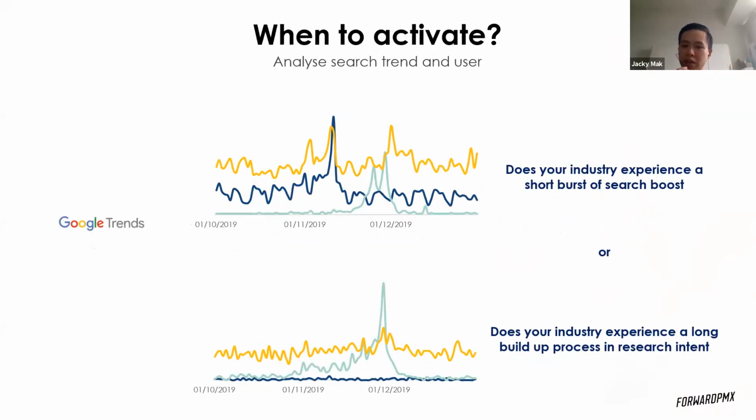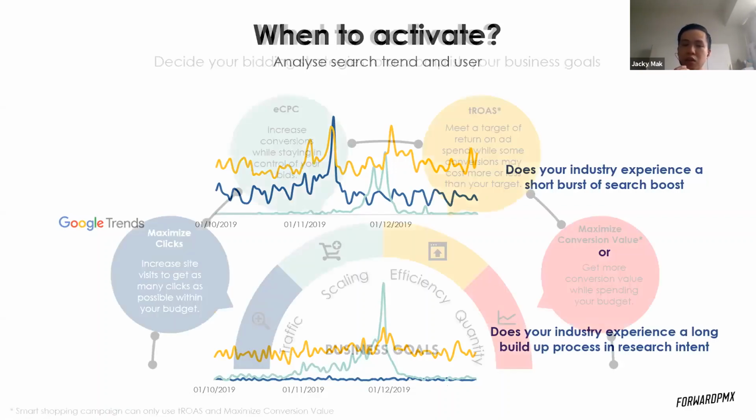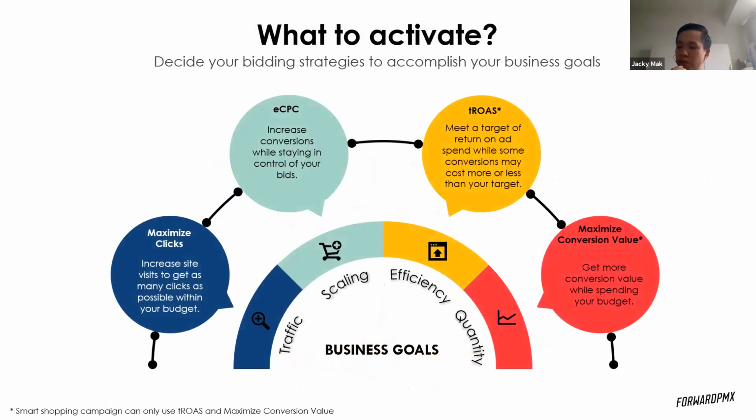So first of all, it's about when to activate. As Edison also shared in some of the insights, in different markets, people behave differently. And the user trend varies across different industries as well. Some of them have a very short burst, and some could have a longer momentum to build up the search demand. That is something that we need to learn from Google Trends and also from your own business intelligence as well.